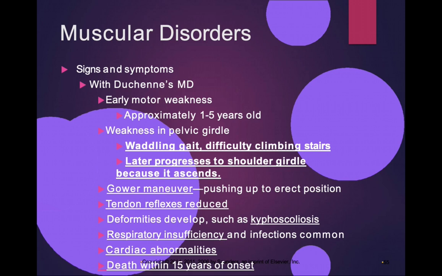A common finding is called Gower's maneuver, where they have to push up to try and stand in an erect position. Their tendon reflexes are reduced, whether you tap over the biceps tendon or patellar tendon. They start to develop kyphosis and scoliosis. There's respiratory insufficiencies and infections. There's cardiac abnormalities and sadly death within 15 years of onset.